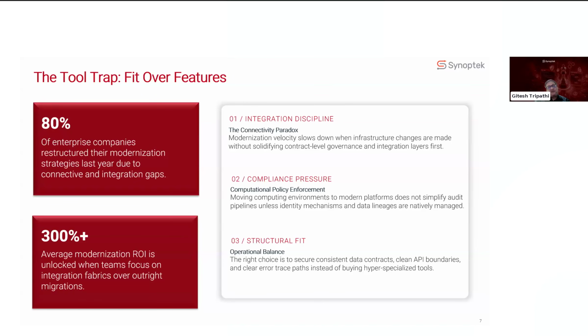The two most ignored areas when one is getting into the modernization journey: API contracts and schema agreements first. Compliance pressures are there, but moving servers to the cloud doesn't simplify compliance unless policy enforcement is there. Data masking and identity checking are executed computationally inside the integration layer. And third is the structural fit. The right strategic choice is to secure clean API boundaries and error trace paths instead of piling on hyper-specialized SaaS tools. So the two aspects, one is the integration one and the second one is the migration one.